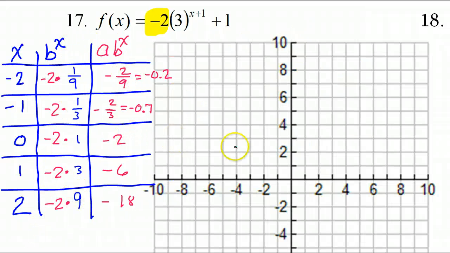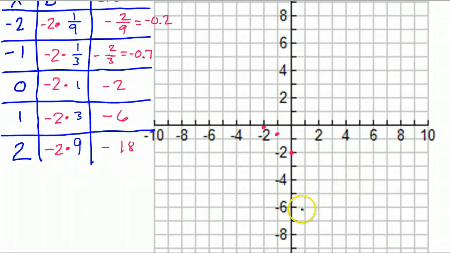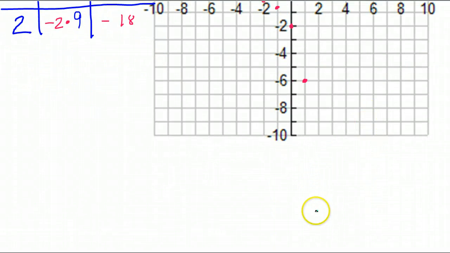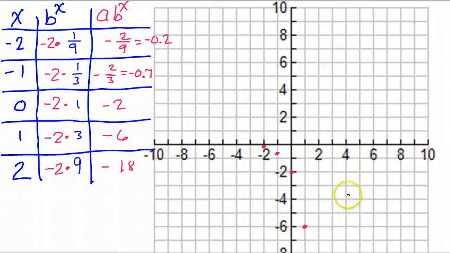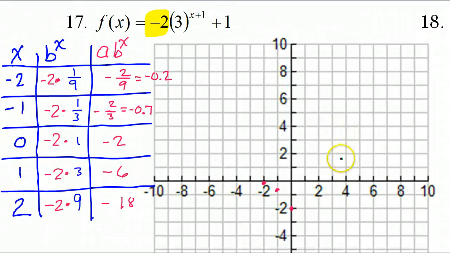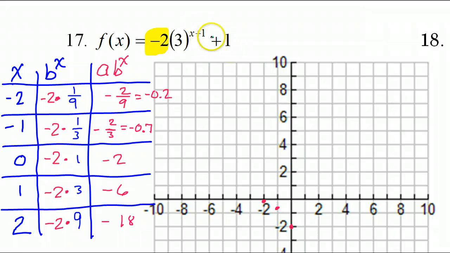All right, let's go ahead and graph the skeleton. So at -2, we're at -0.2. So that's going to be just a little bit underneath the line. At -1, we're at -0.7. Okay, that's more than halfway down. At 0, we're at -2. At 1, we're down to -6. After that, it goes to -18, which is too far off the chart for me to mess with. So I'm just going to work with these 4 points that we've got so far. This is my skeleton.